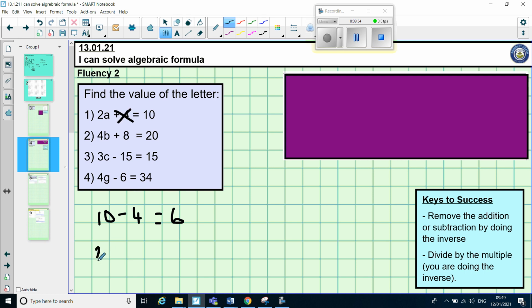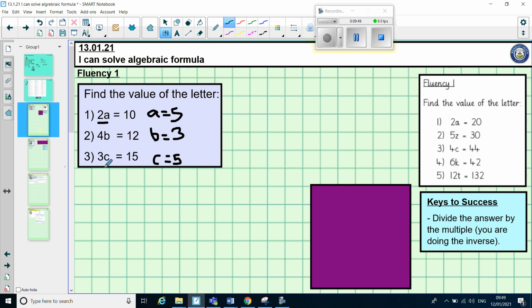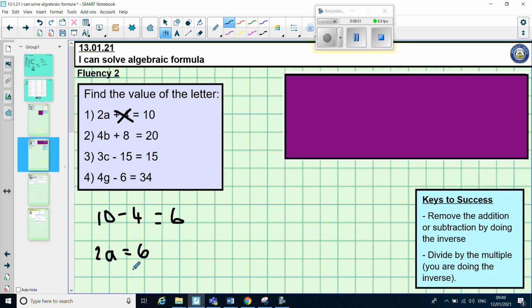Once I've done the inverse, I can get rid of that part of the equation. So what I know is 2a doesn't equal 10 anymore, it equals 6. 2a equals 6. Now that question looks very similar to what I was doing in Fluency 1. So all I do here is 6 divided by 2, which gives me the answer 3. So I think a equals 3.